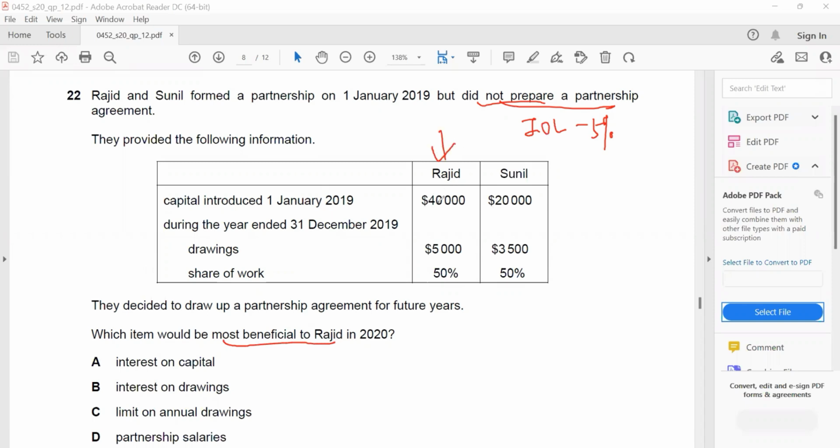So Ranjit has more capital. So interest on capital, he will earn more. Interest on drawing, this one he takes more, so this is not good for him. Limit on annual drawing, this is also not good for him. Share of work, both same, that means partner salary should get the same. So there is no difference to each of them. So the answer should be A. Question next.